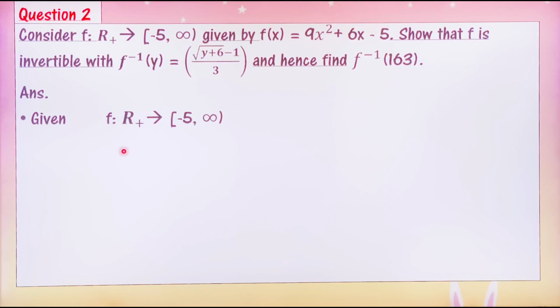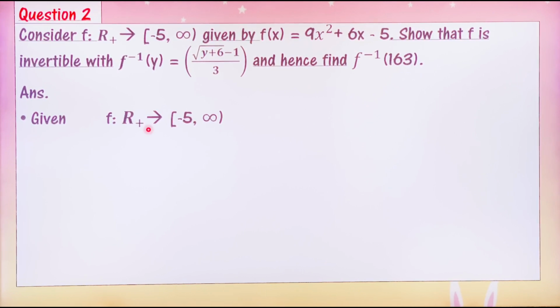See the question. The function is defined from R⁺, but the interval is from −5 to infinity. Since the function is from R positive, consider the positive reals. Now we have to show that f is invertible. That is, f is one-one and onto.